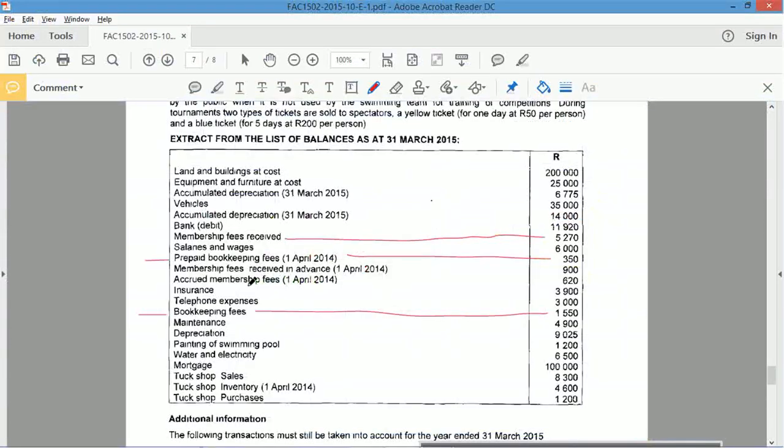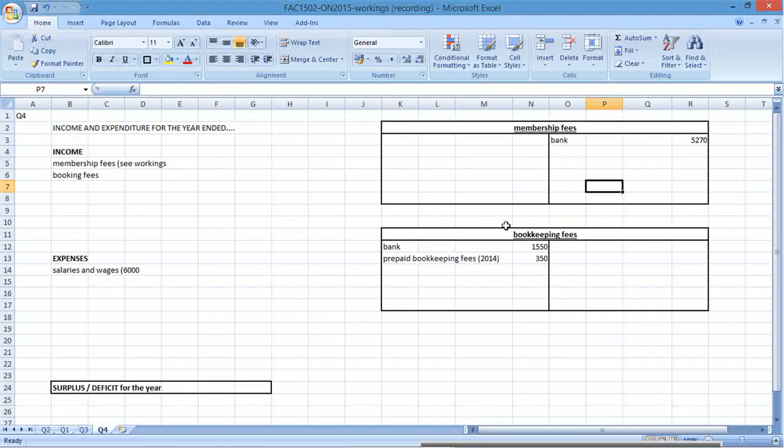Okay, the membership fees received in advance. Okay, so membership fees received in advance, that's income received in advance. That's why I went back to check, because normally they use prepaid income. So they didn't use prepaid income, so they're using prepaid for the expenses. That's why I knew there was something wrong with this bit. So membership fees received in advance, that was from last year. So there would have been a credit last year. To process it this year, I would debit last year and I would credit this year. So 900 will go this side.